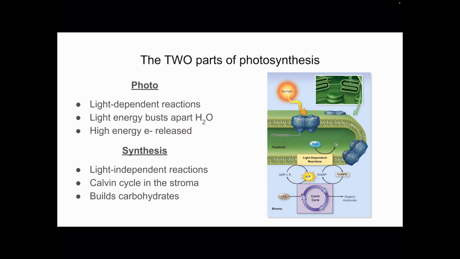Okay, so the Calvin cycle is named after the old dead white guy that described each of the steps in the Calvin cycle. But what we need to remember is that this is where those carbohydrates are built. And we're going to use the ATP that we built during the photo part of photosynthesis to build the sugars in the synthesis part of photosynthesis.